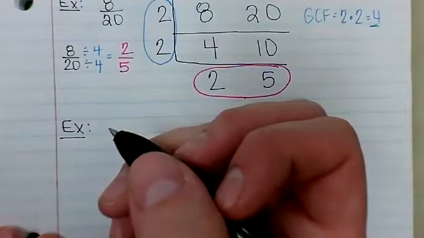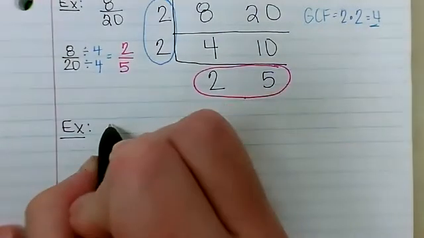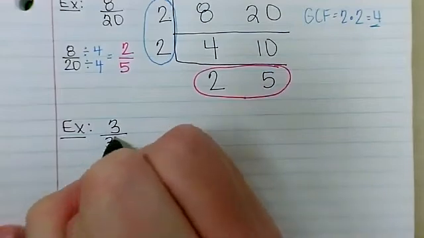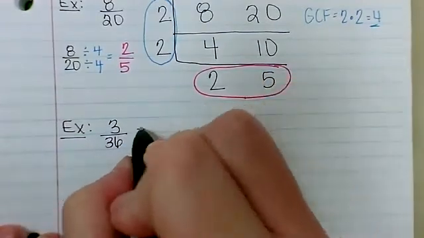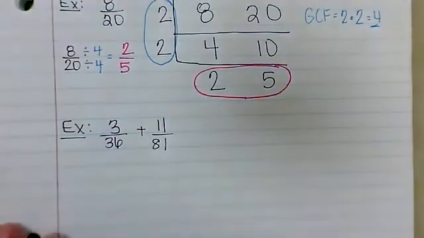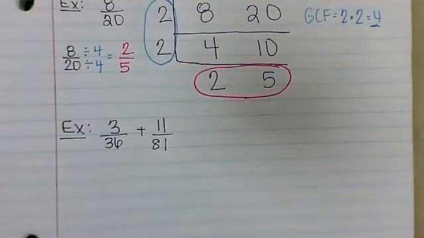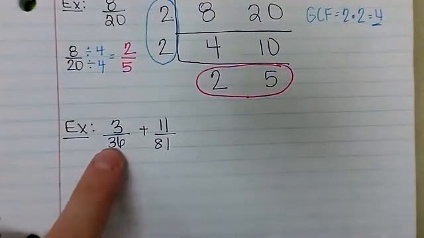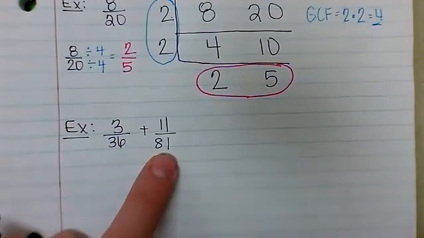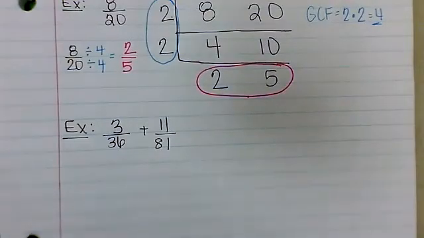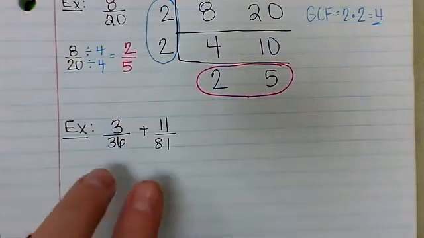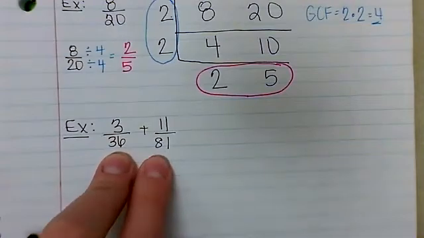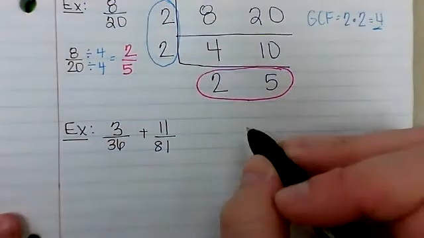Say I have two numbers that I need to add together. I have 3/36 and 11/81. I would need to find the least common multiple of those two numbers so that way I can add them, because right now they currently do not have the same denominator.